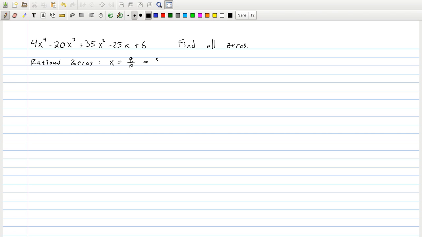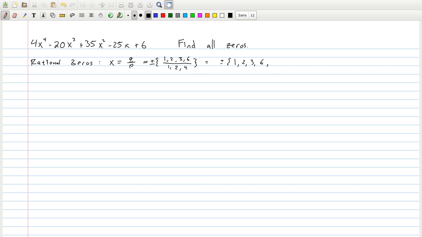So if we look at the set of all possibilities we've got here, factors of 6 include 1, 2, 3, and 6. Those are the only numbers that go into 6 evenly. Factors of the leading coefficient, 1, 2, and 4. And then we have every possible sign variation on these. So if we were to list this out, we have 1, 2, 3, and 6. Just taking each of these and dividing them by the first number.